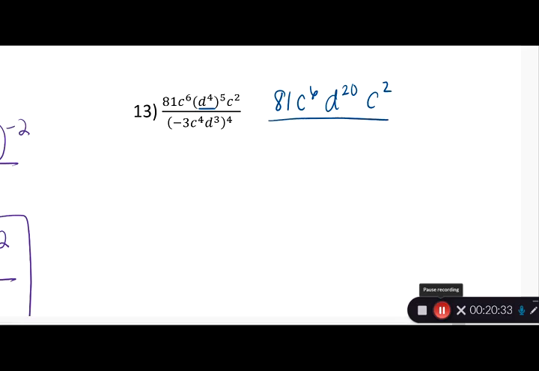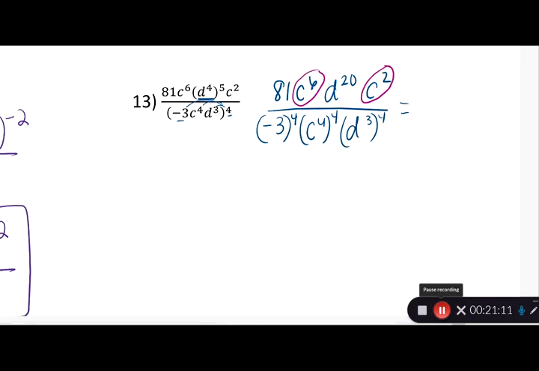c squared, right? And then this fourth is actually to everything that's in the parentheses, so it's distributing through to all of them. Negative 3 to the fourth, because the negative was inside the parentheses, c to the fourth raised to the fourth, d cubed raised to the fourth. Okay? I'm going to move on the top my c's next to each other. So 81 c to the sixth c squared d 20.